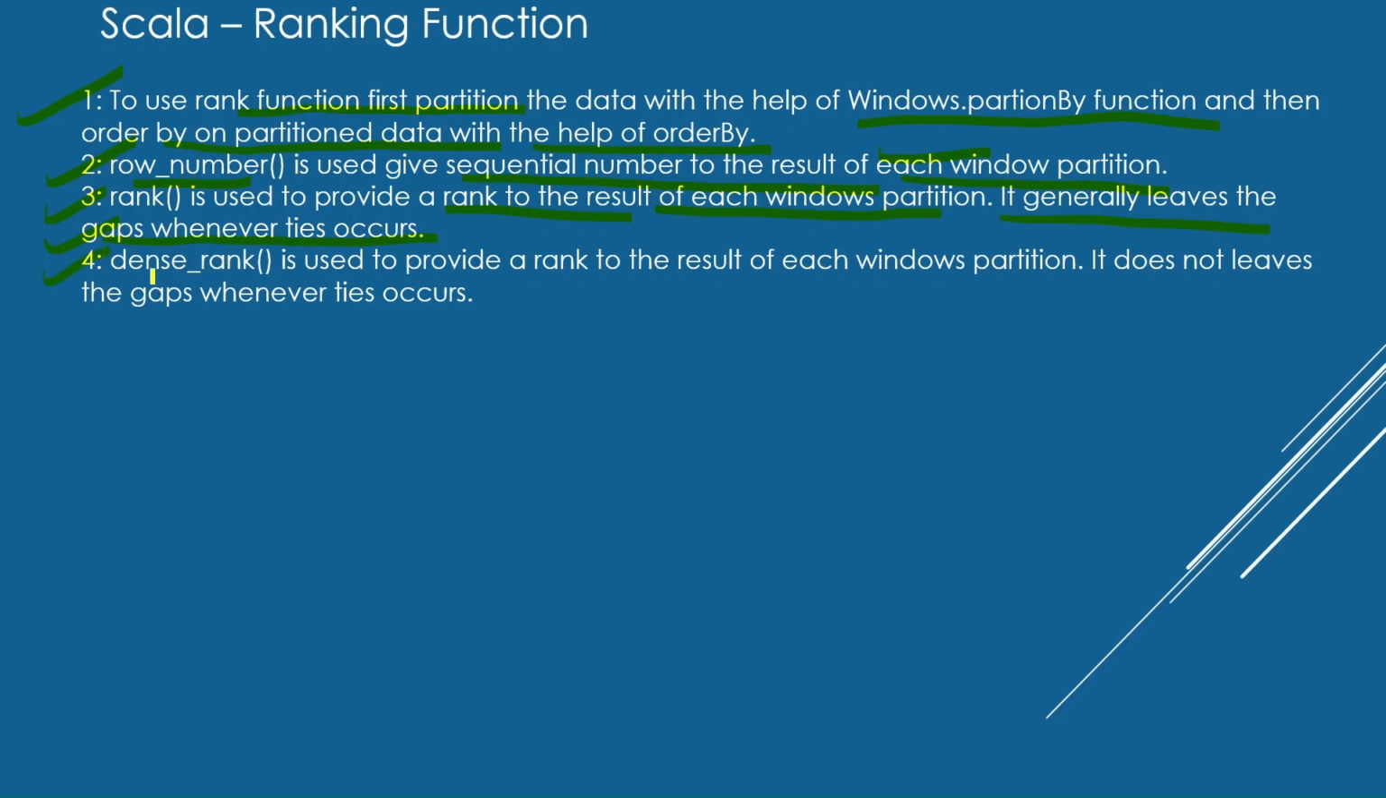The third function is known as the dense_rank function. It is used to provide a rank to the result of each window partition. It does not leave a gap whenever a tie occurs. So whenever we do a ranking function, first we need to partition the data frame with the help of the partitionBy function, and we also order the partitioned data with the help of the orderBy function.